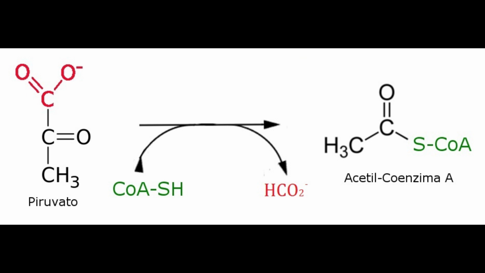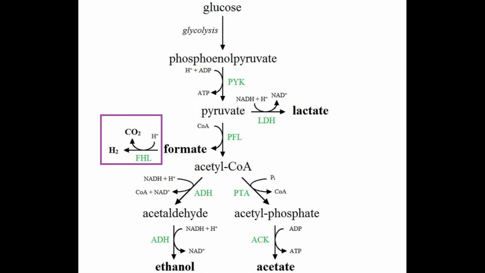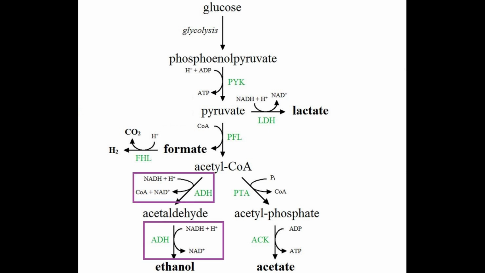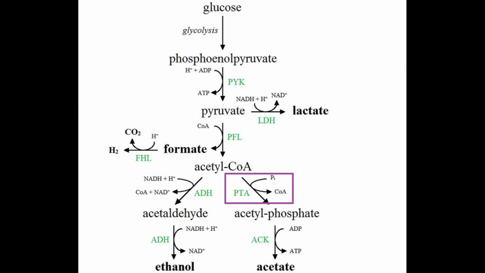So, while in a respiratory pathway, the carboxyl group on the pyruvate is released as carbon dioxide, in a fermentative pathway, it's released as formate. The formate is then disproportionated into hydrogen and carbon dioxide by a formate dehydrogenase enzyme complex. As for the acetyl-CoA, one of two things could happen. The acetyl-CoA can be reacted with NADH to replenish NAD+, releasing the coenzyme A and resulting in the production of ethanol. Alternatively, it can be reacted with phosphate to form acetyl-P, which is then reacted with ADP to produce ATP, and acetate is the final product, which is then excreted.